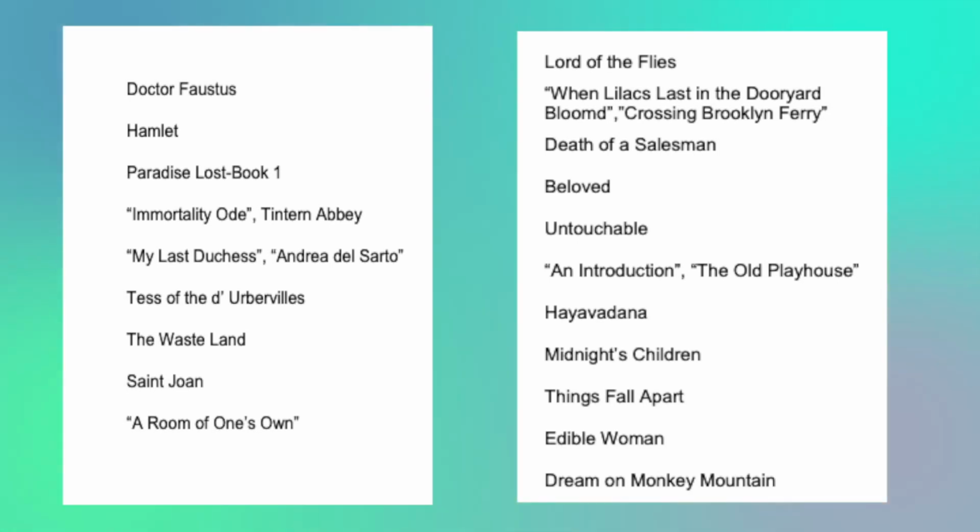You can watch the movies based on the novels also. There is a movie based on Hamlet, Lord of the Flies, Beloved, Midnight's Children. You can watch the movies on these works. You can read the novel Untouchable, yes, if you want to read it, because it is just a 150-page novel. You can read this novel in a single day. But that is again your choice.